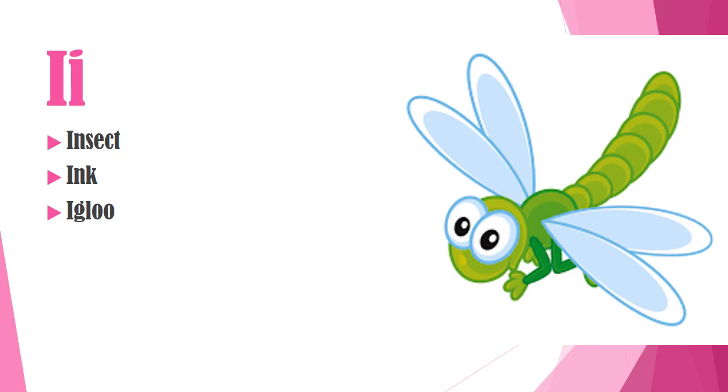I is for insect. So the sound of I is E. Insect, ink, igloo.